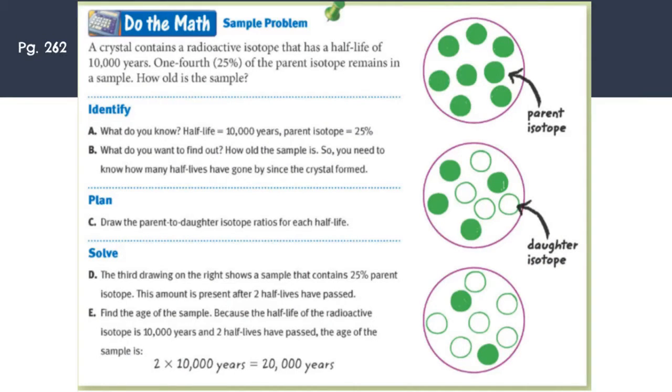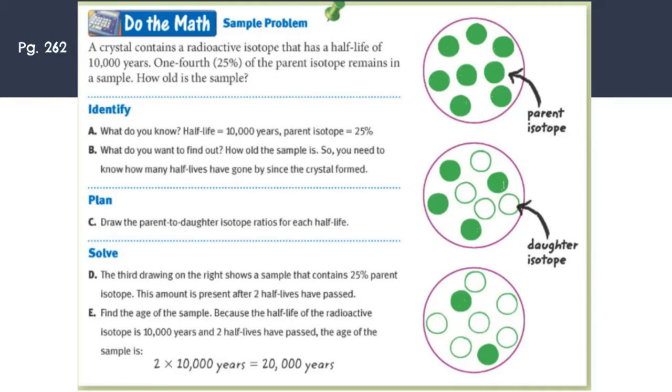This example is from page 262 in your book. We're going to walk through the sample and then we'll do the one that asks us to do it. We'll do that one together as well. So you can see here, it says a crystal contains a radioactive isotope that has a half-life of 10,000 years. 1/4 of the parent isotope remains in the sample. How old is the sample?